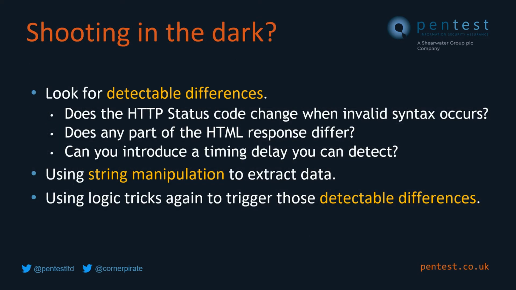Well, first off, you have to look for detectable differences. Does the HTTP status code change when an invalid syntax occurs? Does any part of the HTML response differ? Can you introduce a timing delay that you can detect? These are detectable differences. They might not render in the page, but these are things that you can more or less look for. You can use string manipulation to extract data. That's what you're going to have to do, and you're going to combine those string manipulations with logic tricks to trigger those detectable differences. So we're going to show all of that.